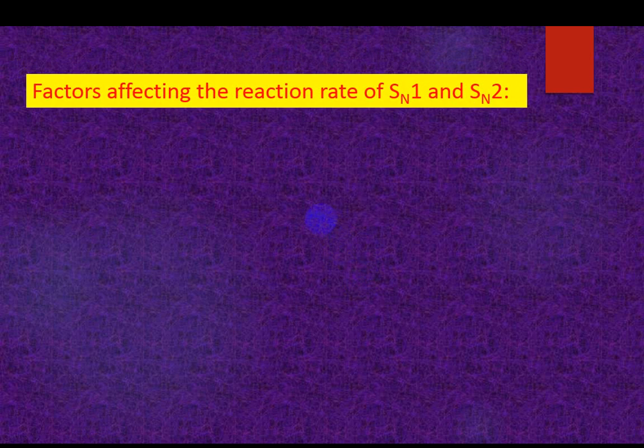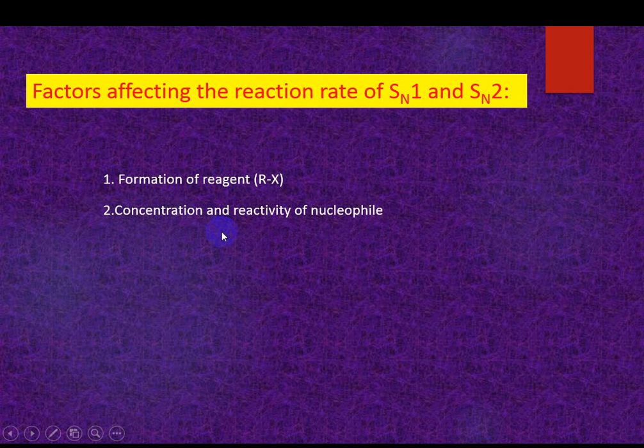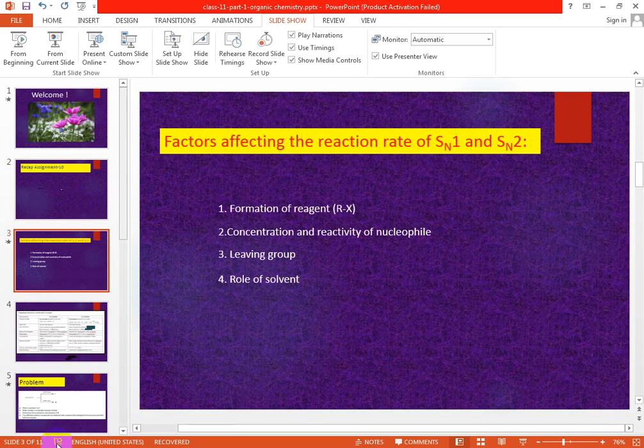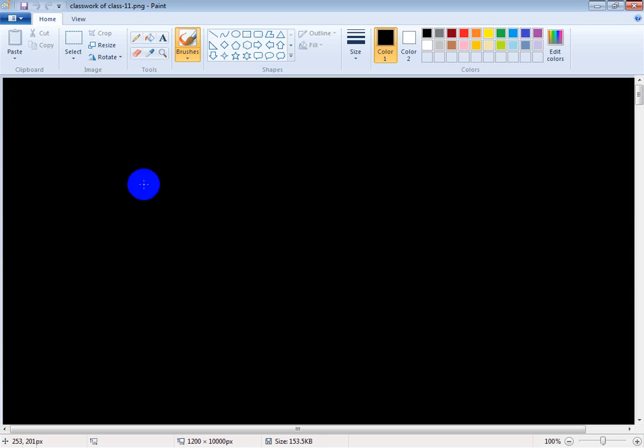Okay, factors affecting the reaction rate of SN1 and SN2: formation of reagent, concentration and reactivity of nucleophile, leaving group, and role of solvent. So at first, formation of reagent affects the reaction rate of SN1 and SN2 reactions. Like this is the factors affecting the rate of reaction.